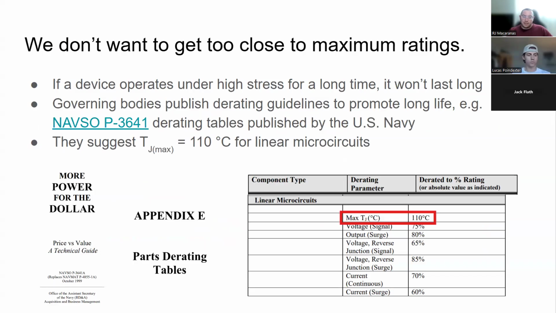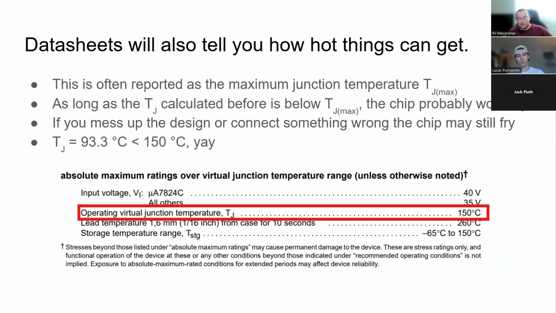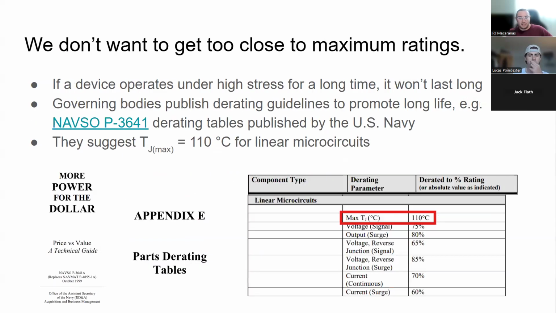And so we typically don't want to get too close to these maximum ratings, right? So this chip has a maximum rating of 150 C, but as with anything, if we have a device that's operating under high stress for a long time, it's not going to last long. And so a lot of these governing bodies, such as the Navy or NASA, have these derating guidelines that suggest what maximum operating conditions you should work under. And in this case, they suggest a maximum junction temperature of 110 degrees Celsius for linear microcircuits, right?